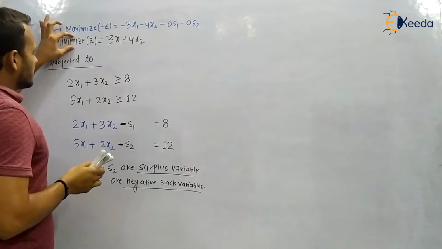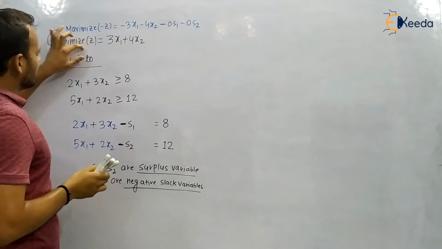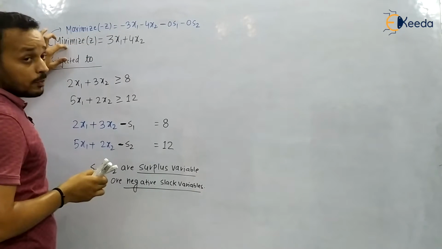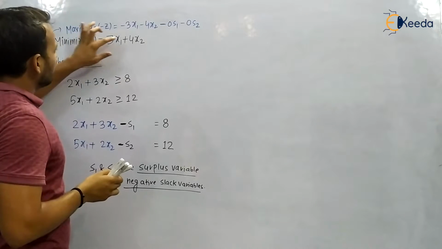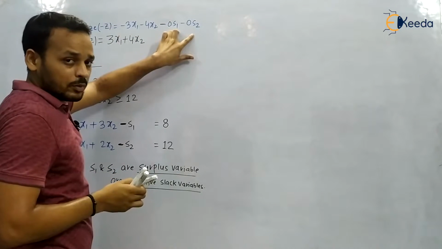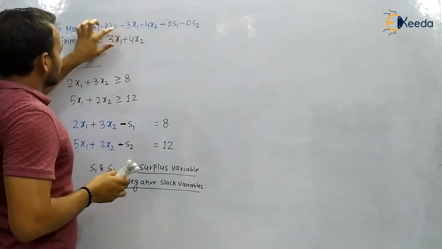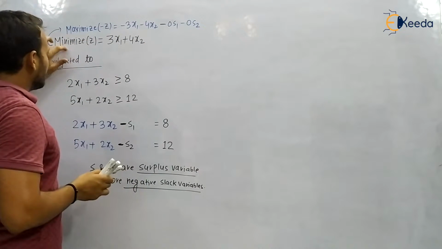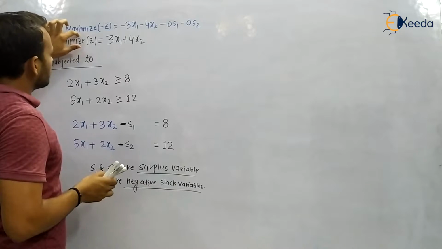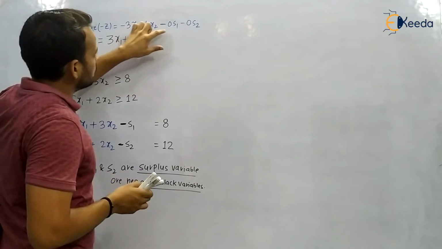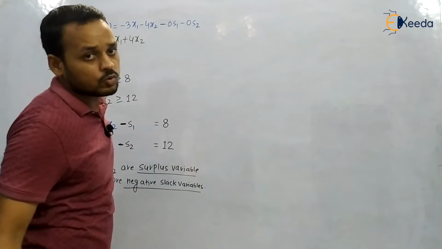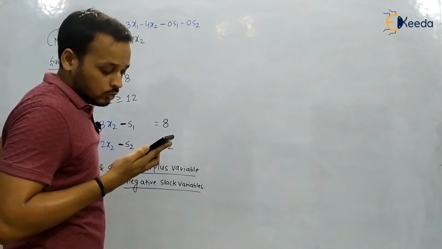If the question given is of maximization, then simply do not write this minus z. Since it is of minimization, we are converting it into maximization, so it is minus 3x1 minus 4x2 minus 0s1 and minus 0s2. You have to do these things.